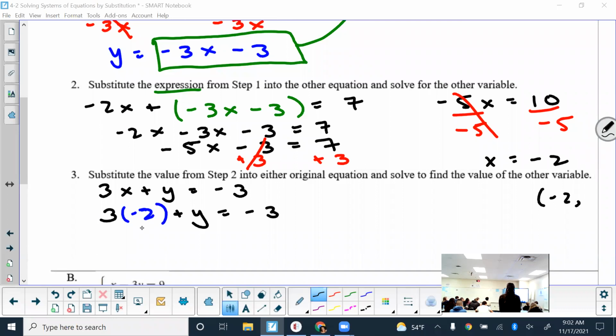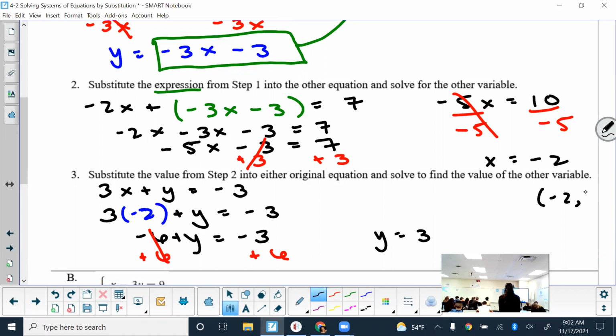Good. And then here's the work for that in case you didn't get that far. Add 6 to each side. And then negative 3 plus 6 is 3. So y equals 3. All right, and then write your answer in coordinate form. Negative 2, 3 is the solution. Questions, comments?